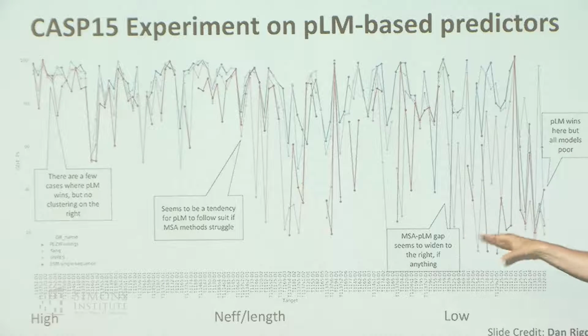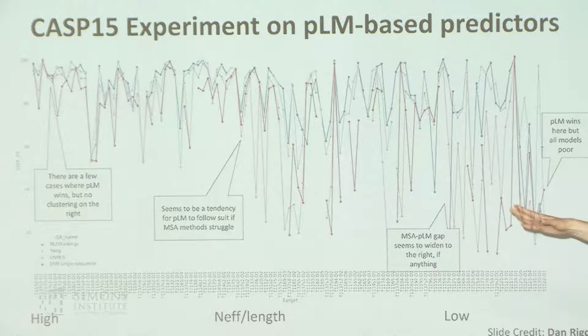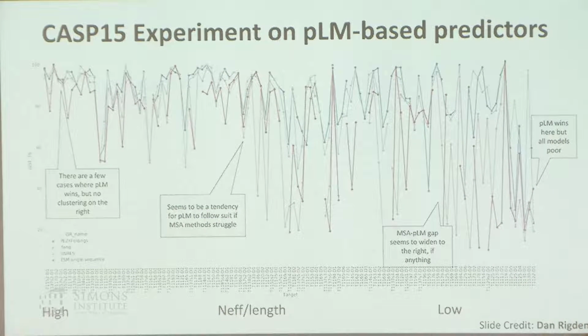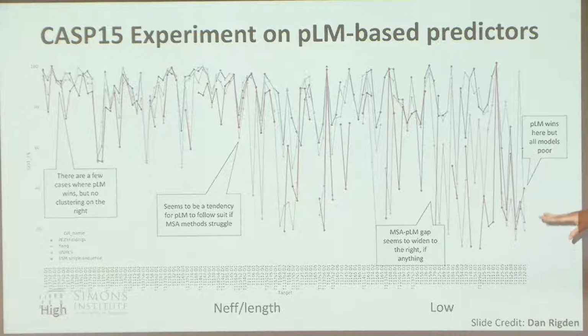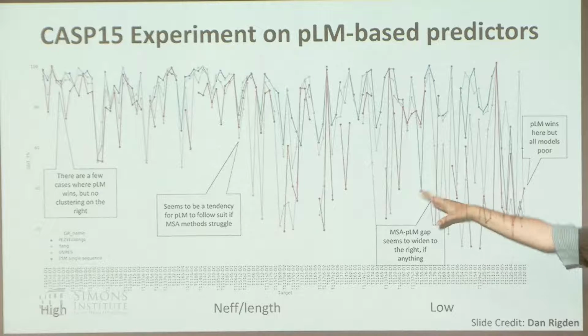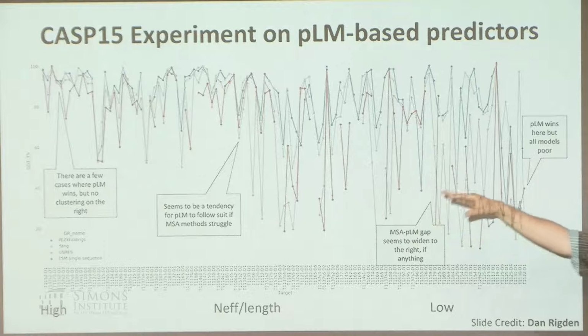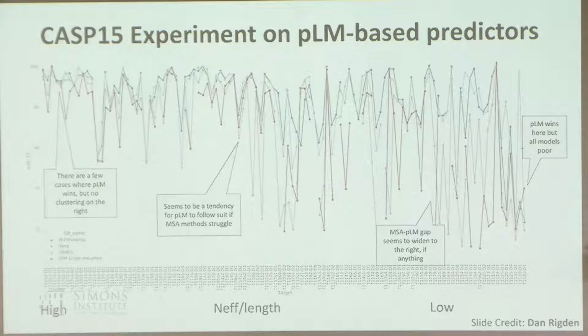So this was CASP 15, the experiment that happened two years ago. It's a bit busy, so let me walk you through it. The x-axis is a measure of how deep the MSA of a sequence is. The leftmost predictions have very deep MSAs, and the rightmost ones have very shallow MSAs. Here, high is good, low is bad. Red are the protein language model-based methods, and blue are the coevolution-explicit MSA-based methods. For deep MSAs, not surprisingly, everybody does well. But for the low MSA region, both sets of methods degrade.